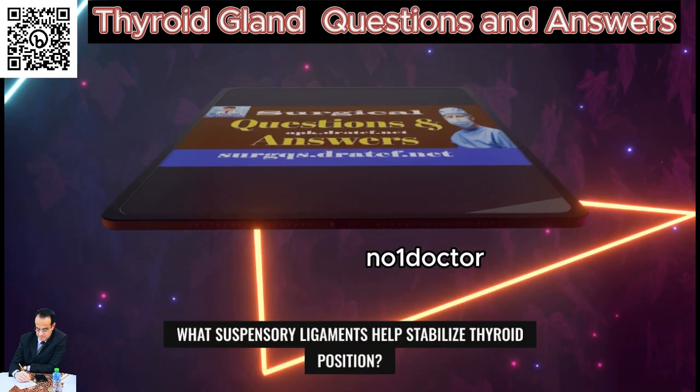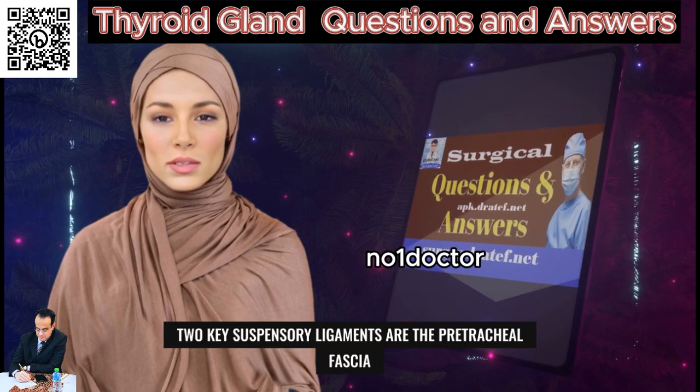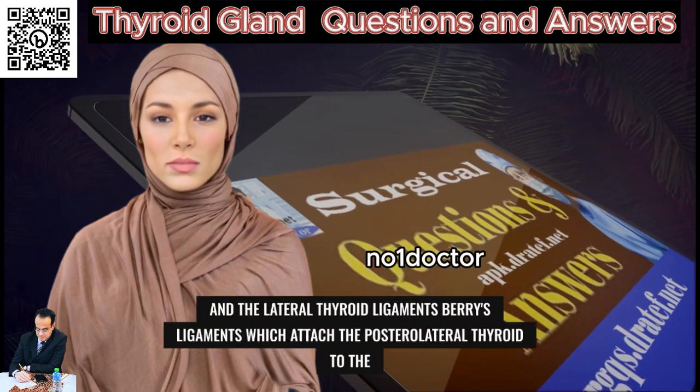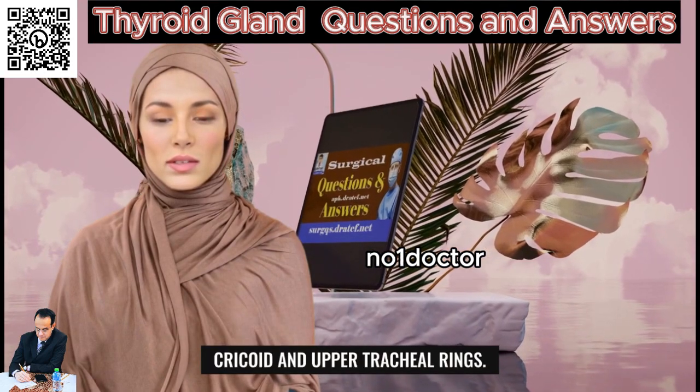What suspensory ligaments help stabilize thyroid position? Two key suspensory ligaments are the pretracheal fascia and the lateral thyroid ligaments, Berry's ligaments, which attach the posterolateral thyroid to the cricoid and upper tracheal rings.